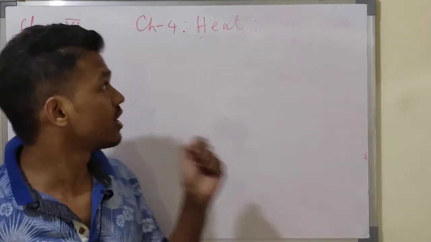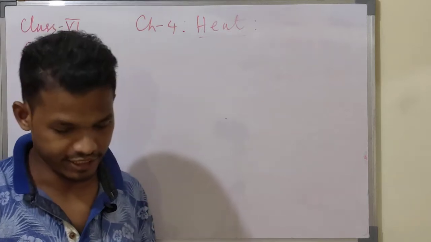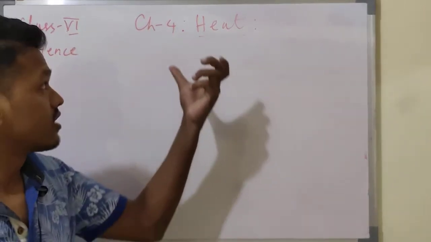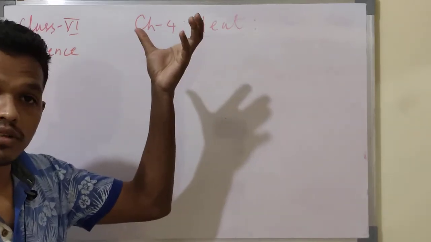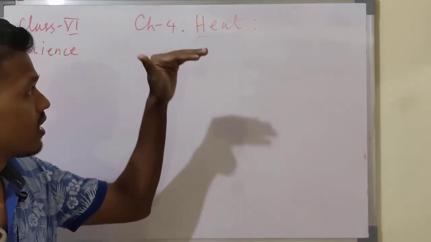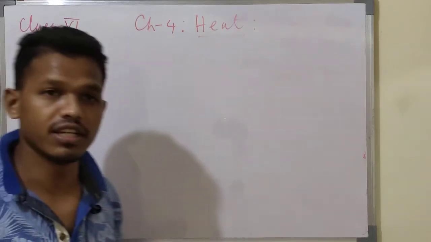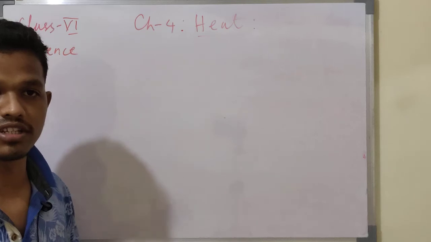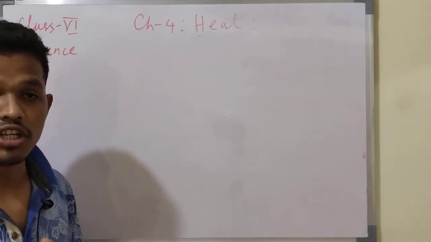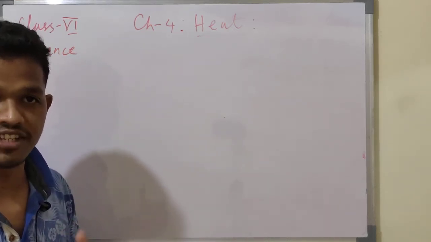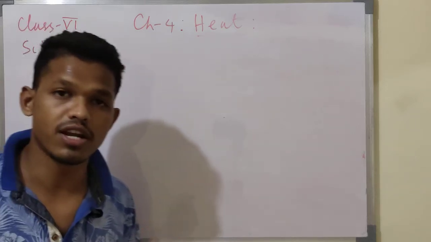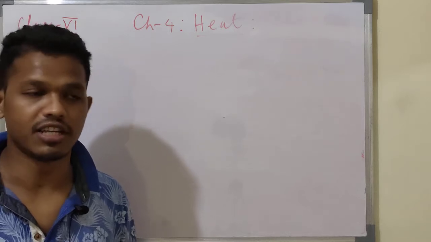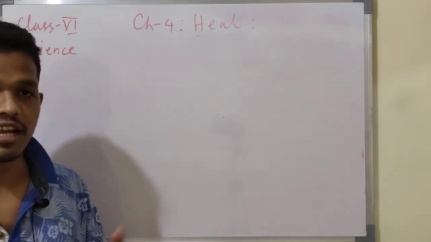Good morning students. Today's chapter is chapter number 4, that is Heat. We already discussed this chapter. We discussed what heat is, when the scientists discovered this topic called heat, what temperature is, and which instrument is useful for measuring temperature. We also studied two types of thermometer, the clinical thermometer and the laboratory thermometer.